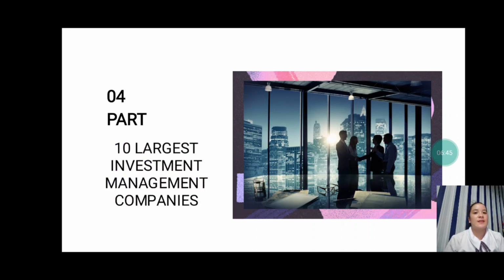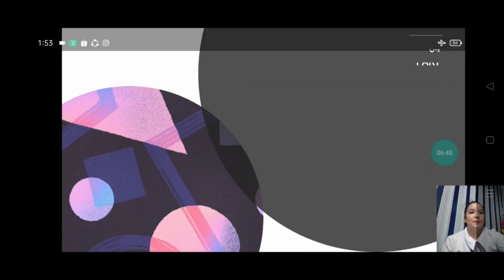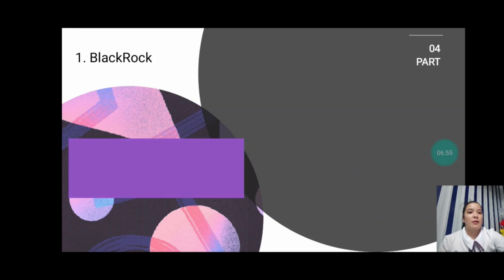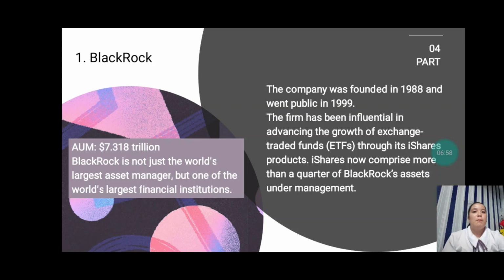We move to the 10 largest investment managers. Number 1 is BlackRock. BlackRock has $7.318 trillion. BlackRock is not just the world's largest asset manager but one of the world's largest financial institutions. The company was founded in 1988 and went public in 1999. The firm has been influential in advancing the growth of exchange-traded funds, or what we call ETFs, through its iShares product. iShares now comprise more than a quarter of BlackRock's assets under management.